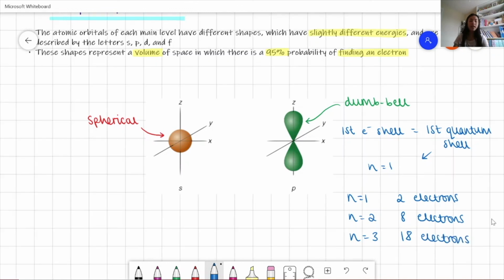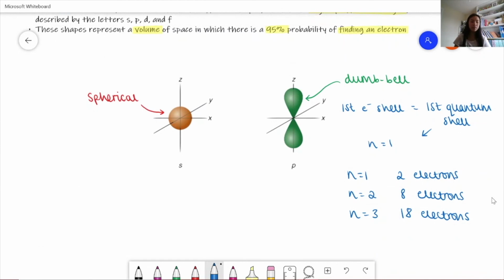And then for n equals 4, we have 4s2, 4p6, 4d10, and also 4f14, because we can have 7 of these f orbitals. And so we have 32 electrons in this fourth quantum shell.